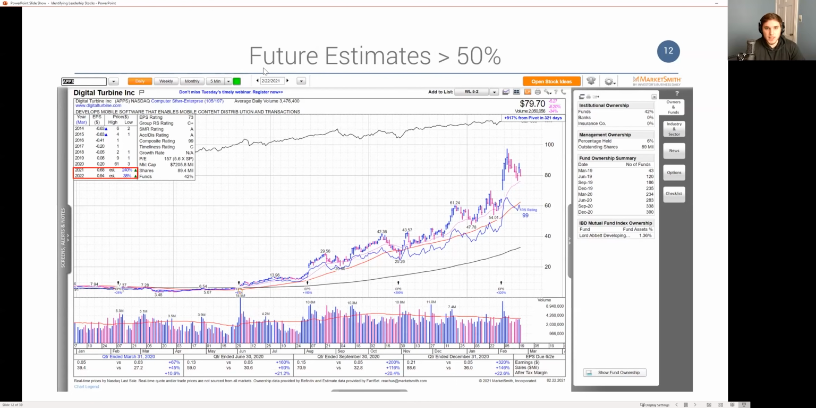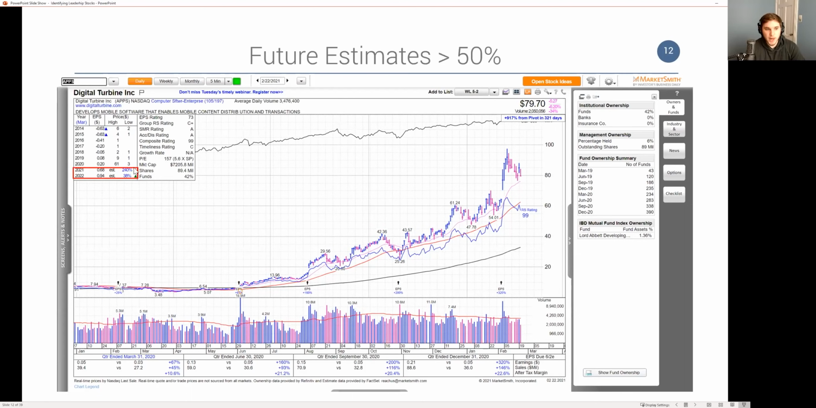Another piece of the pie is future estimates for annual earnings. You can see that over here on the upper left-hand side in this red box. And once again, I like greater than 50%, but the higher the better. You can see here APPS for 2021 has expected earnings growth of 240%, and in 2022, a further 38%. This is fantastic. But once again, the higher the better.